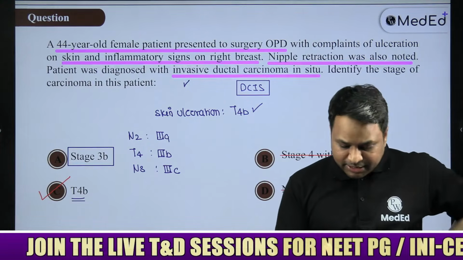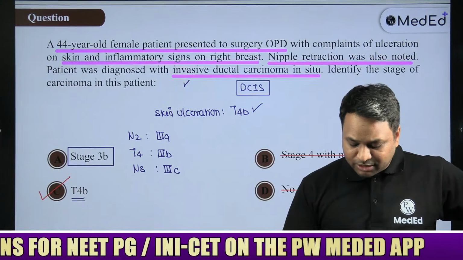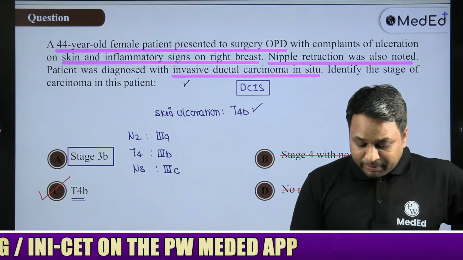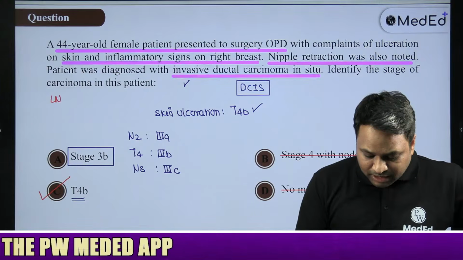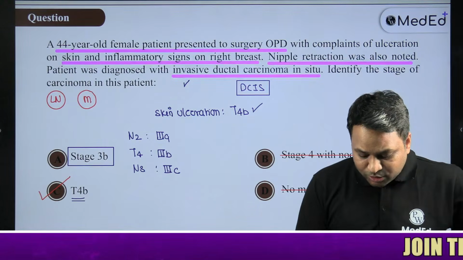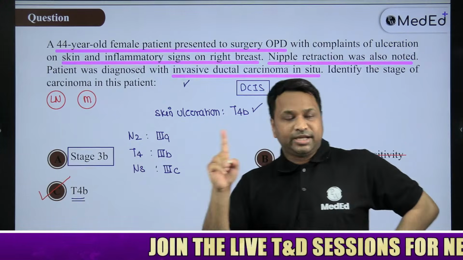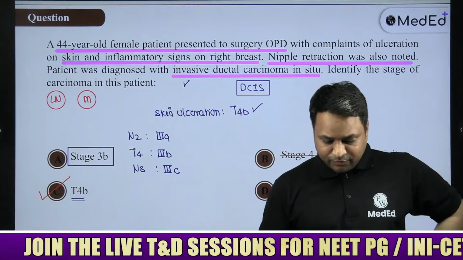They're saying ulceration, everything is there, nipple retraction is there, patient diagnosed with invasive ductal cancer, identify the stage of the carcinoma of the patient. But then they have not mentioned the lymph nodes. Lymph nodes are not mentioned and the status of metastasis is also not mentioned. Unless you have the lymph node and metastasis, you cannot comment upon the stage. Okay? Do not goof up on that. It is T4B disease.